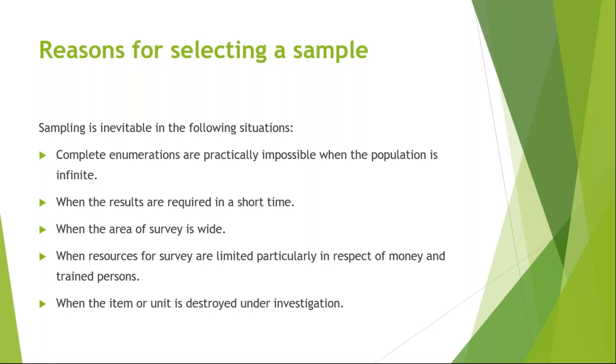Number two, when the results are required in a short time. Imagine if you're sick, you're about dying. The doctor cannot go and start extracting all the blood in your system. You have little time, so you have to pick a sample. You just take a sample of your blood and run the analysis. From that you can get your result and know what's happening to you. So when the results are required in a short time, because we said one of the disadvantages or demerits of the census method is the fact that it requires time, energy, and stuff like that.